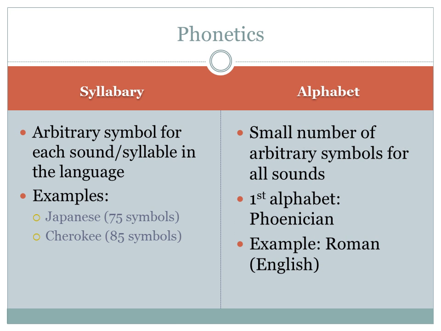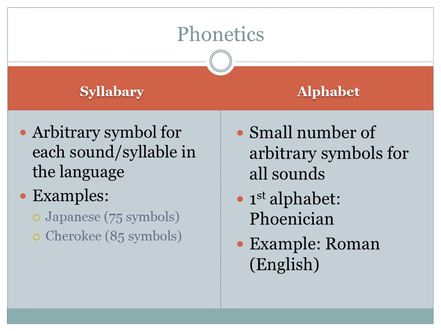The alphabet, or an alphabet, is going to be when you have a very small number of symbols that represent all sounds. And so the first alphabet is the Phoenician alphabet. And we're going to take a look at an example and how the Phoenician alphabet turned into the Arabic alphabet as well as the modern Roman alphabet, which is the same alphabet that we use in the English language.